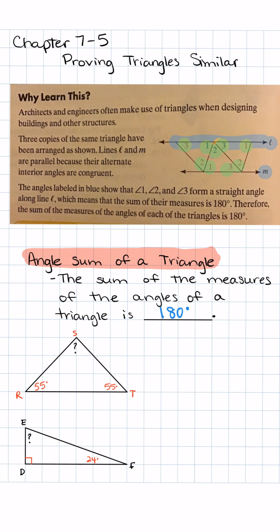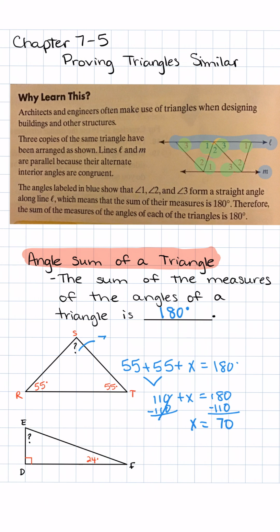So, if we look at this next triangle, we know that it's going to equal 180 degrees. If we add all of these up, 55 plus 55 plus x equals 180. We can add these two together. That's going to equal 110 plus x equals 180. Subtract the 110 from each side, and we get 70. X equals 70. Therefore, this missing angle is 70 degrees.